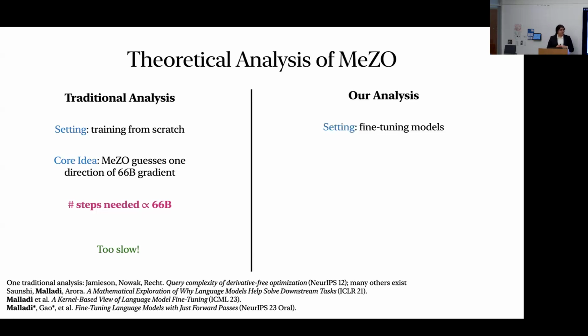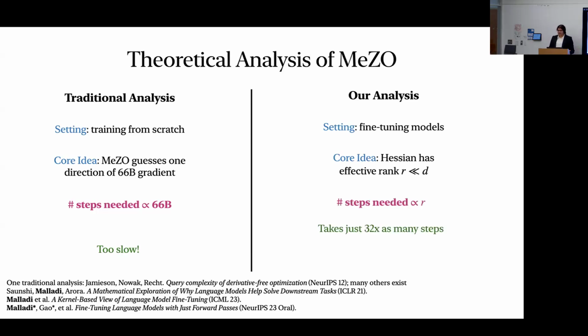Our analysis considers the setting of fine-tuning models. And again, this is going to be a setting that's very closely related to the kernel behavior that I was talking about previously. In particular, the core idea here is that the Hessian has a low-rank structure, which is closely related to the idea of kernel behavior. Then the number of steps that you need is actually proportional to the rank of the Hessian. And we see that this is mirrored in practice. So in practice, MeZO takes just 32 times as many steps as an ordinary fine-tuning algorithm.